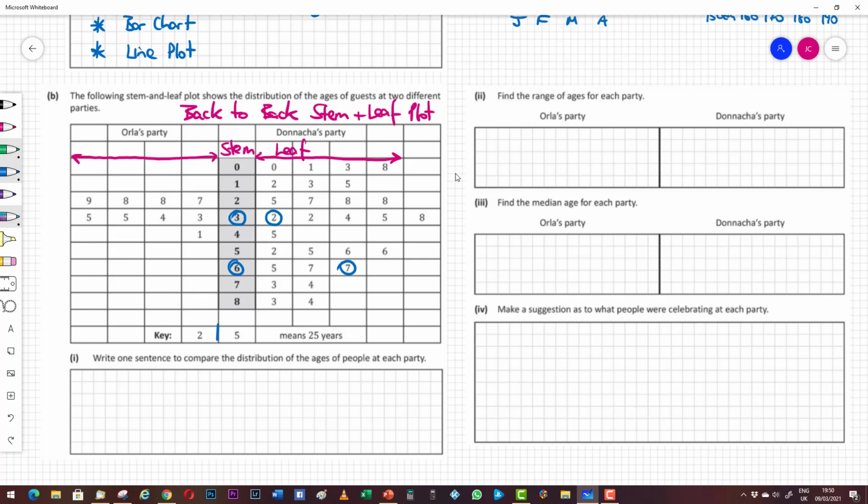If I go to Orla's party and I look at the 2, the stem, and then the 8, that means there was someone at Orla's party who was 28. And so that's how we read the stem and leaf plot.